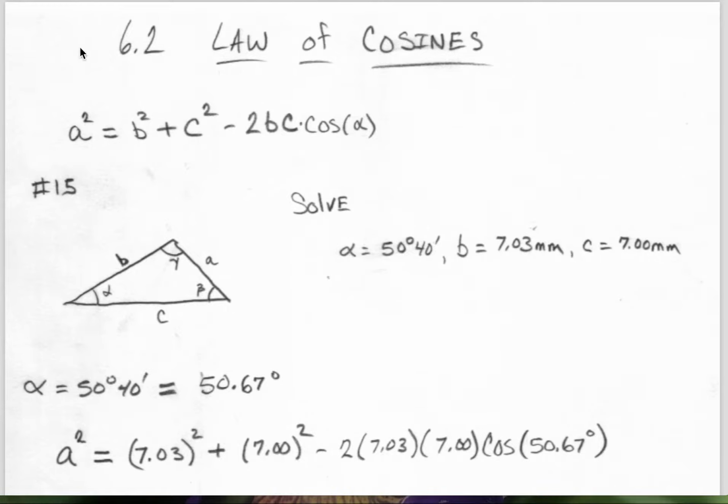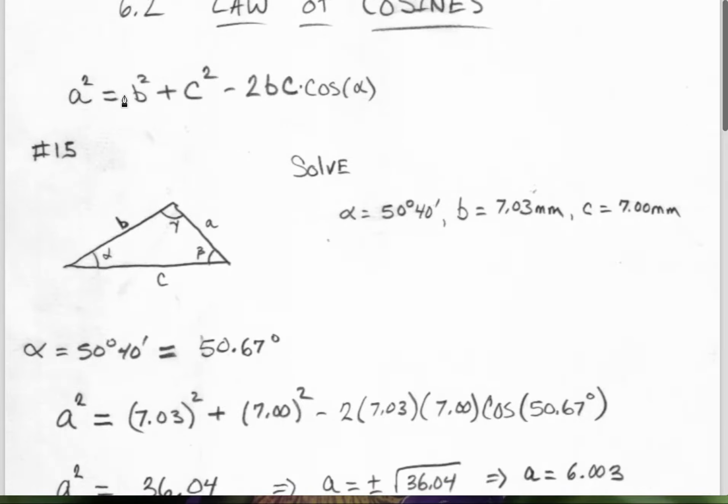This is MA 108, section 6.2, and we're going to talk about the law of cosines. The law of cosines says that when I have an angle alpha and the opposite side A, then there's this relationship: A squared equals B squared plus C squared minus 2 times B times C times the cosine of alpha. So the relationship between alpha and A is what's important.